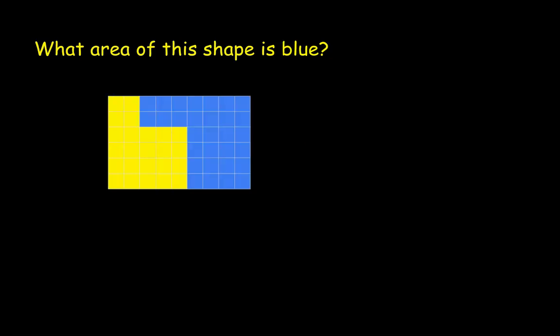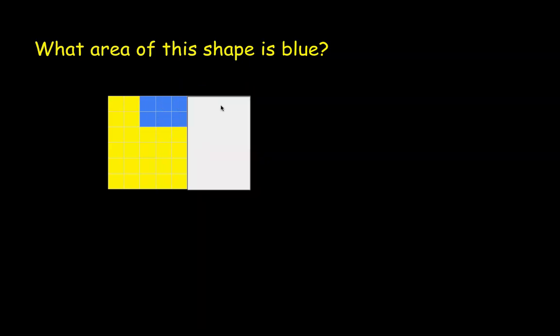What area of the shape is blue? Well, it's an L shape. L shapes are tricky, so I'm going to pretend that that piece isn't there. And I'm only going to look at this shape here now, this blue part here. Well, it is 1, 2, 3, 4, 5, 6 centimeters high. 1, 2, 3, 4 there. So 6 times 4, that's 24 square centimeters.